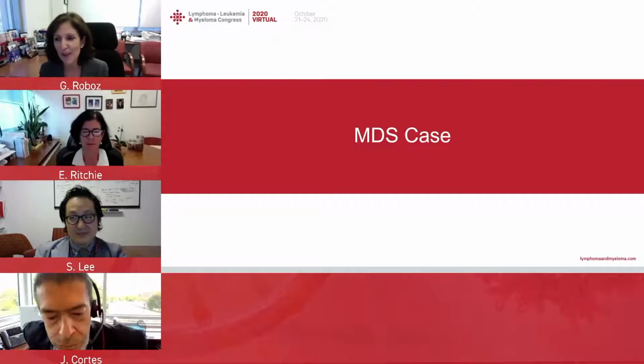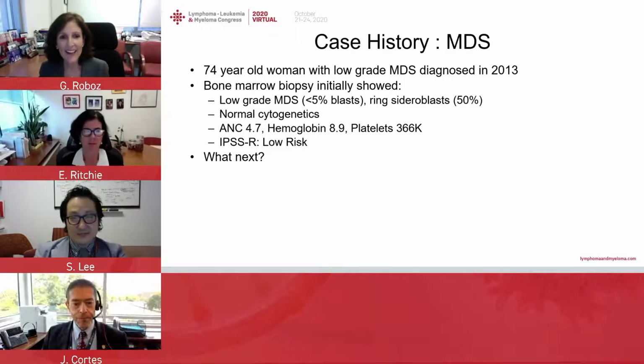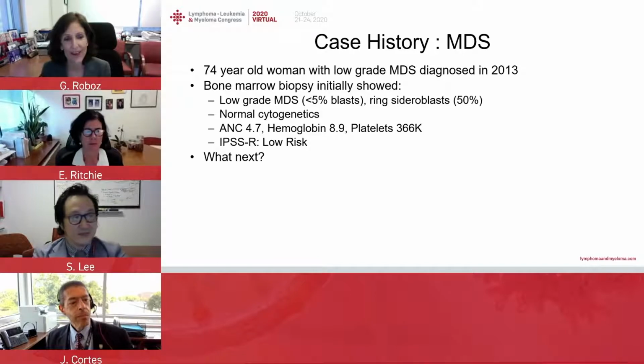So we're going to start out with MDS. And in the first case, we're talking about a 74-year-old woman with low-grade MDS diagnosed back in 2013. The bone marrow biopsy initially showed fewer than 5% blasts, ring sideroblasts at 50%, normal cytogenetics, an ANC of 4.7, hemoglobin 8.9, platelets of 366,000, and she met criteria for low-risk disease by IPSS-R.